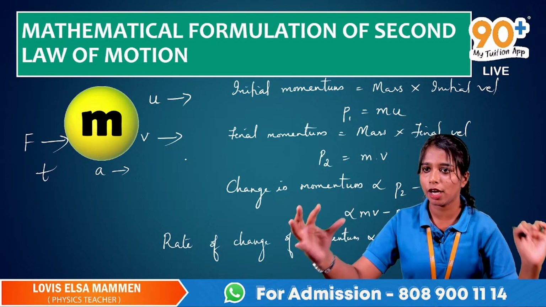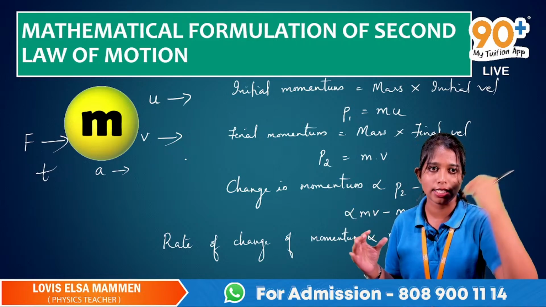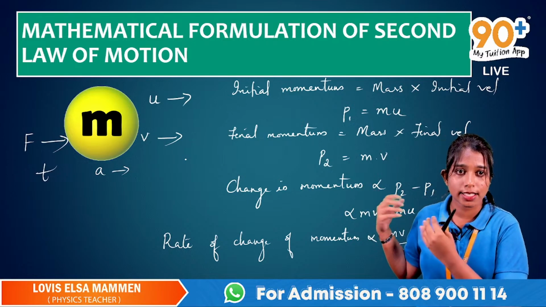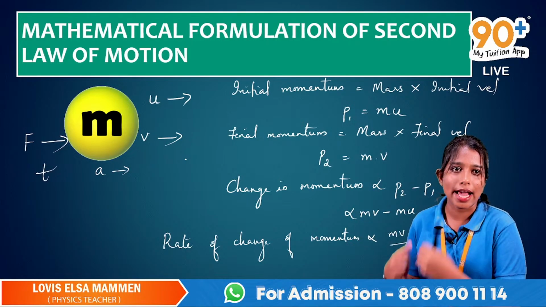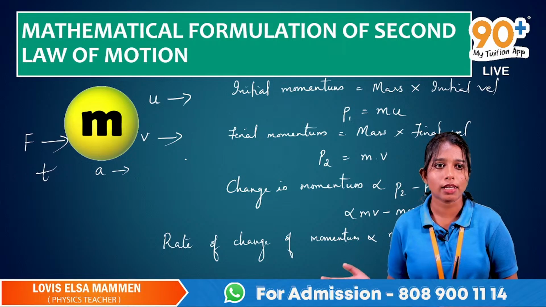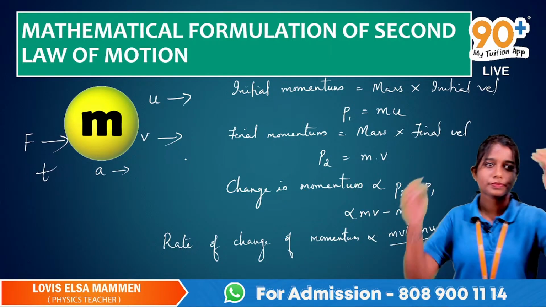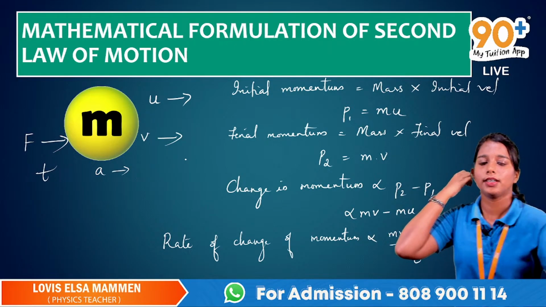Now when we apply a force F, it has got a final velocity v. Obviously there is change in velocity. So obviously there is acceleration there. There is an acceleration, so in time t. That is what has been written and drawn there.